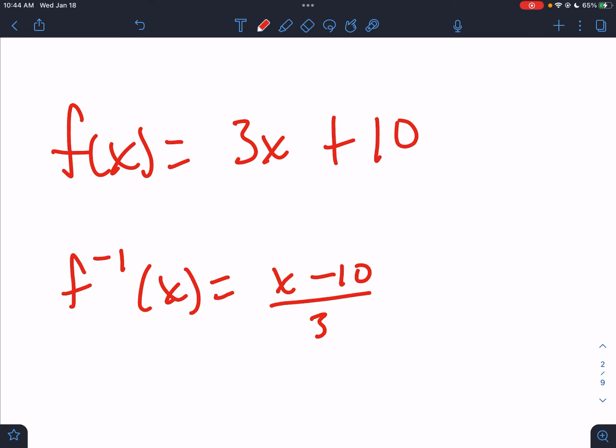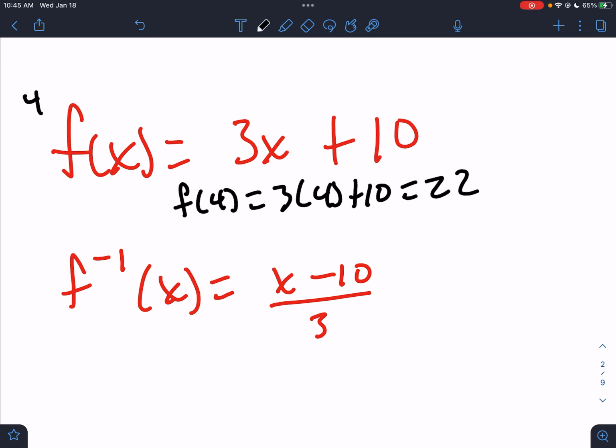These are inverse functions. What does that mean? Okay, let's say that I have the number 4. If I do f of 4, that would be 3 times 4 plus 10, which is 22. So if I pick any number, and I run it through this function, it's going to do it times 3 and then add 10. But what if I want my 4 back? How do I take this output and get my 4 back?